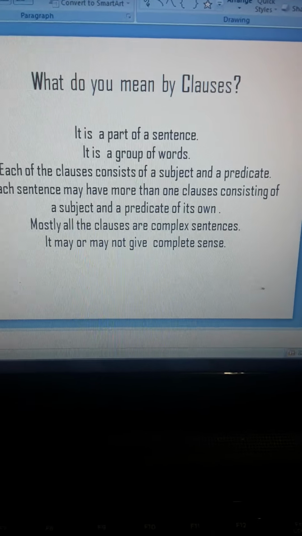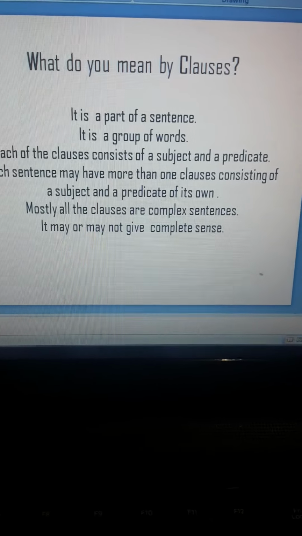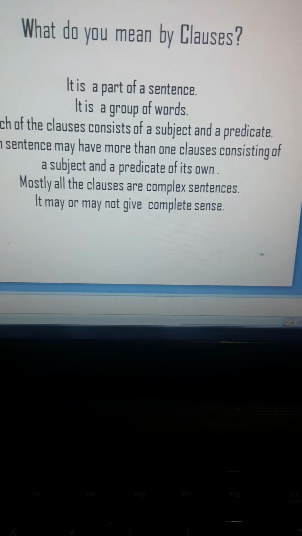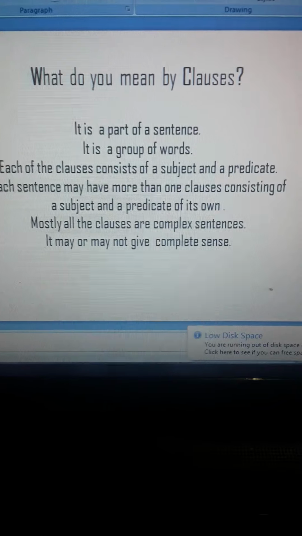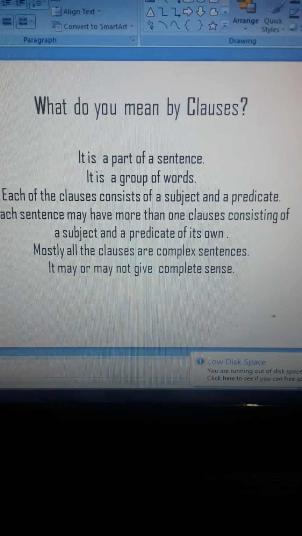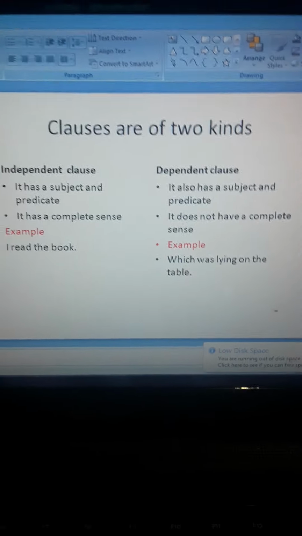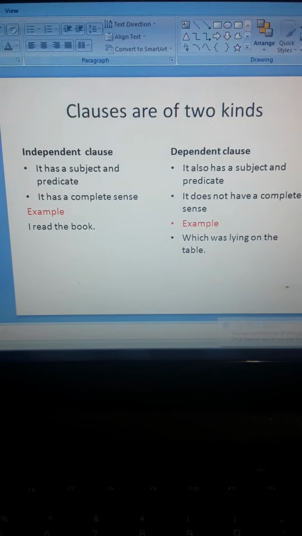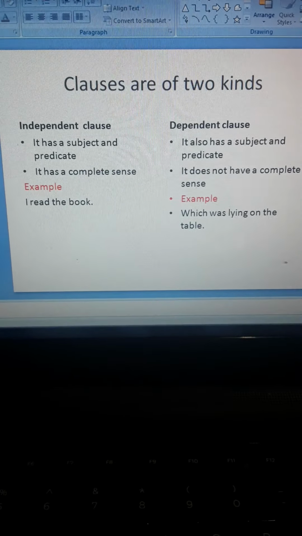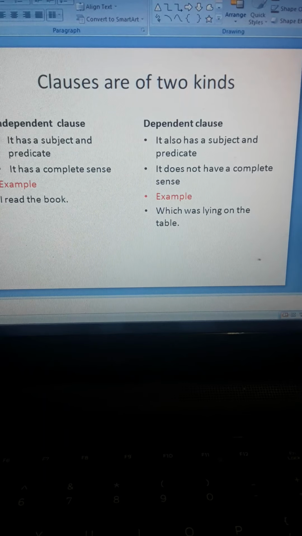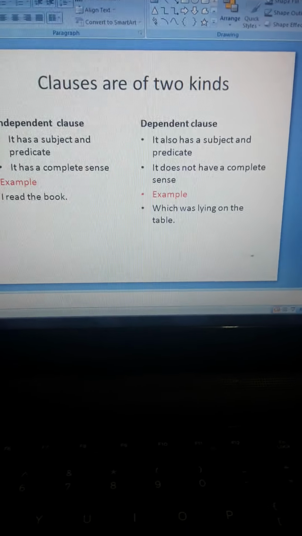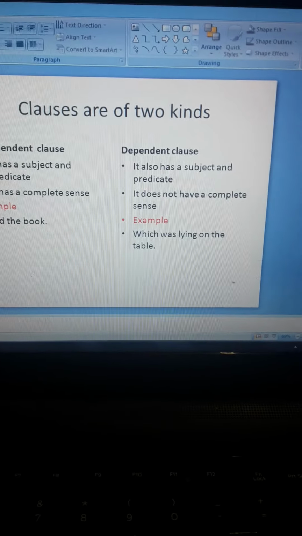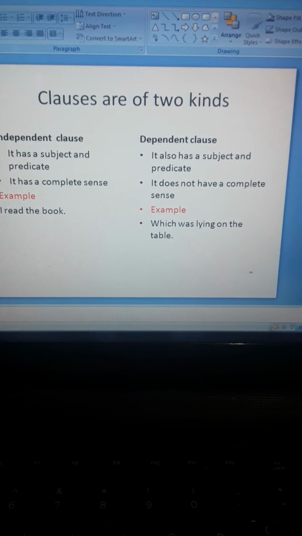Mostly students, all the clauses are complex sentences. It may or may not give a complete sense. Now students, clauses are mainly of two kinds: independent clause and dependent clause. Independent clause, it has a subject and a predicate and it has a complete sense. So, it is a complete sentence.